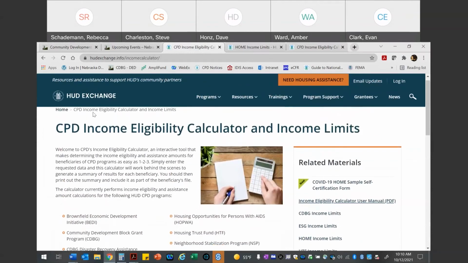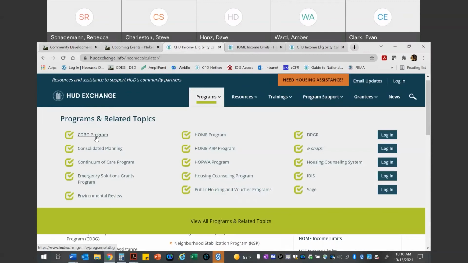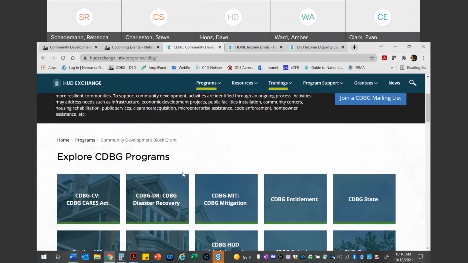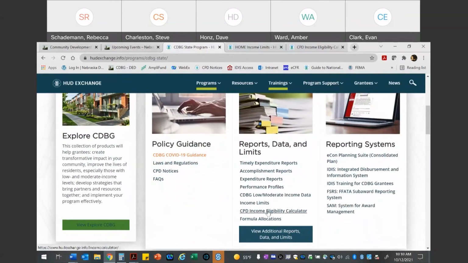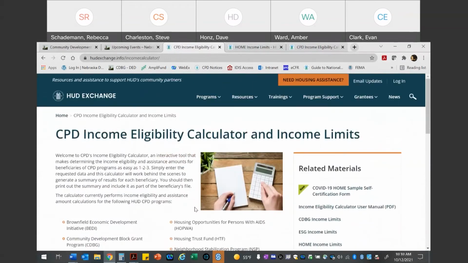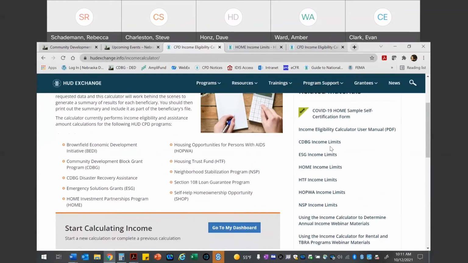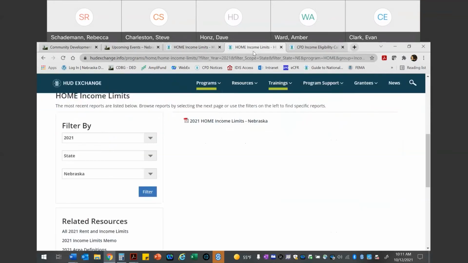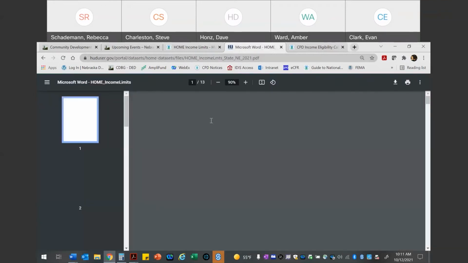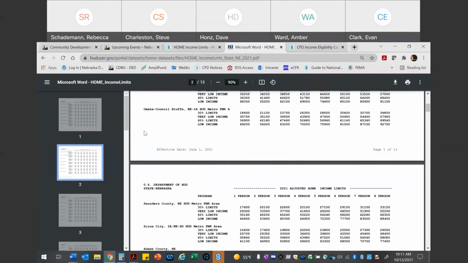If you go to the HUD Exchange, I just went to programs, CDBG program, and then went to CDBG state. And then I go to the CPD income eligibility calculator. So off to the right side, they have all the income limits. For the CDBG program, they provide you an Excel document. It's just very hard to read. So you can use the HOME income limits like I discussed on last Tuesday's webinar. I do have the 2021 HOME income limits coming up, maybe. So this provides you, and I can make this bigger.